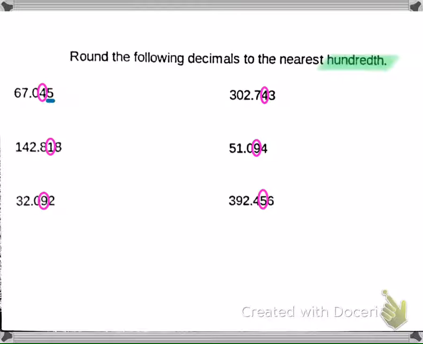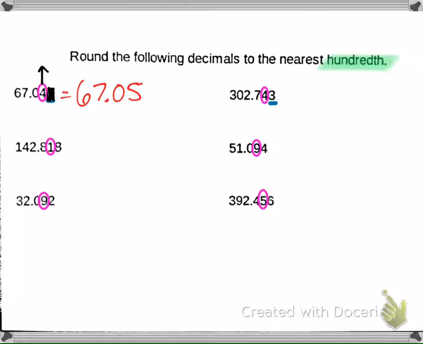And now I'm going to check the 5. And I want to say the little saying so I can vary my instruction. So 5 or more, raise the score. So the 4 goes up and everything else goes away. So it's going to be 67 and 5/100.